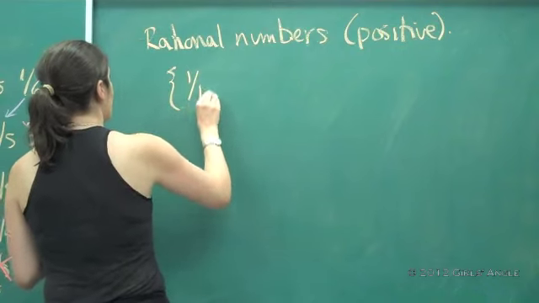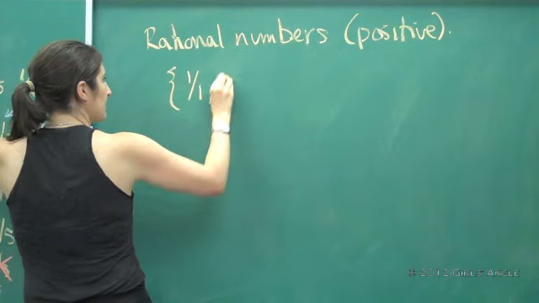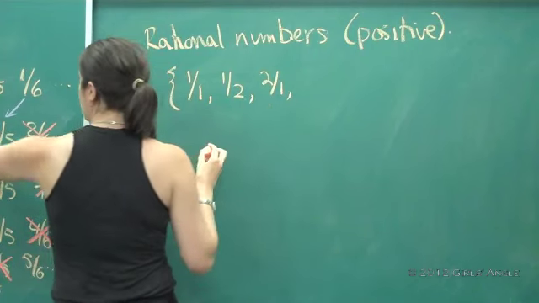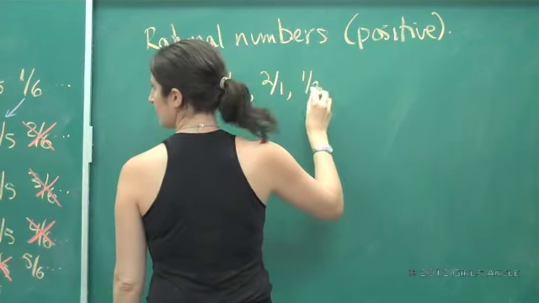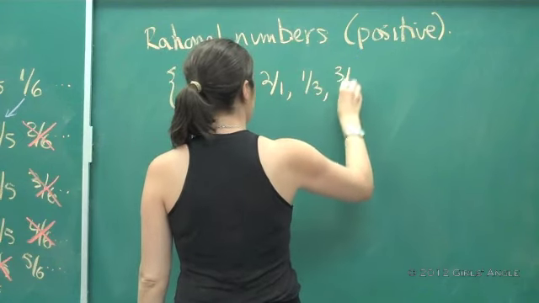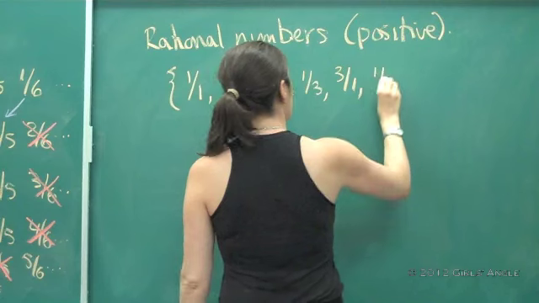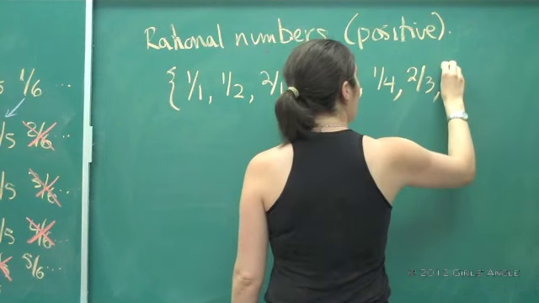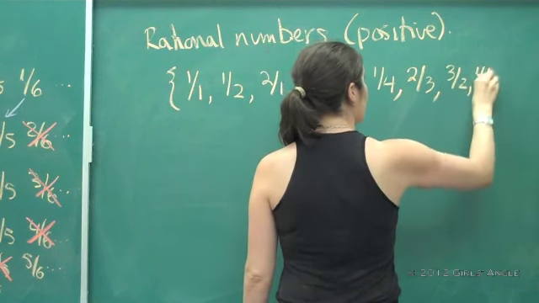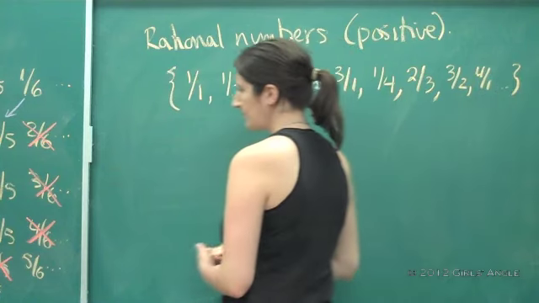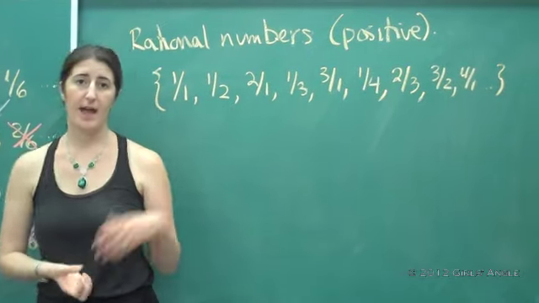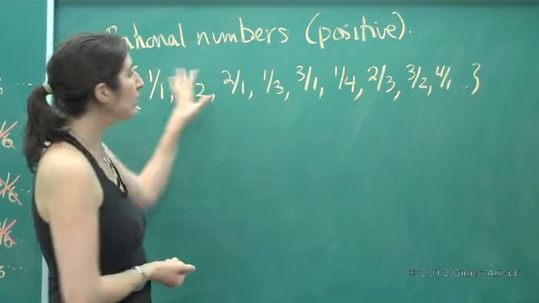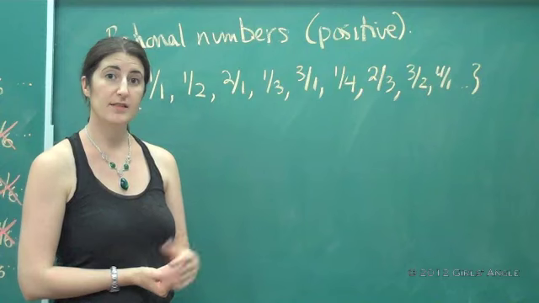I'm going to list 1 over 1 first. Then I'm going to list 1/2. Down the diagonal, I get 2 over 1. I go up to the top and I get 1/3. Then the next thing I hit is 3 over 1. Then 1/4. 2/3. 3/2. 4 over 1. And so on. The purple arrows tell me how to form my list, how to list the rational numbers. And all of the rational numbers now will be on this list.